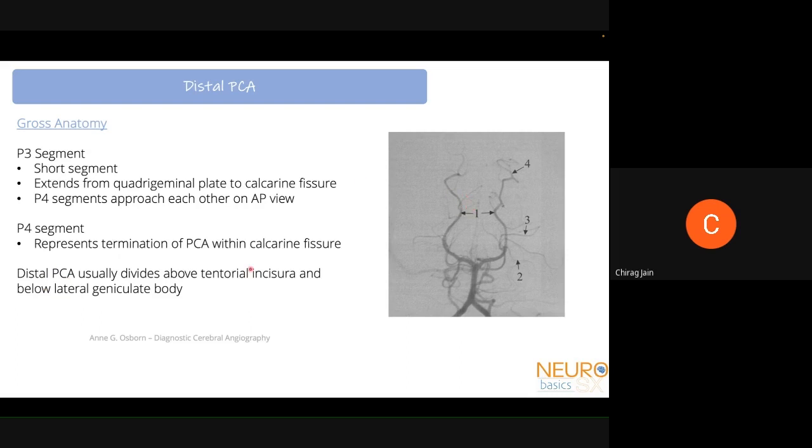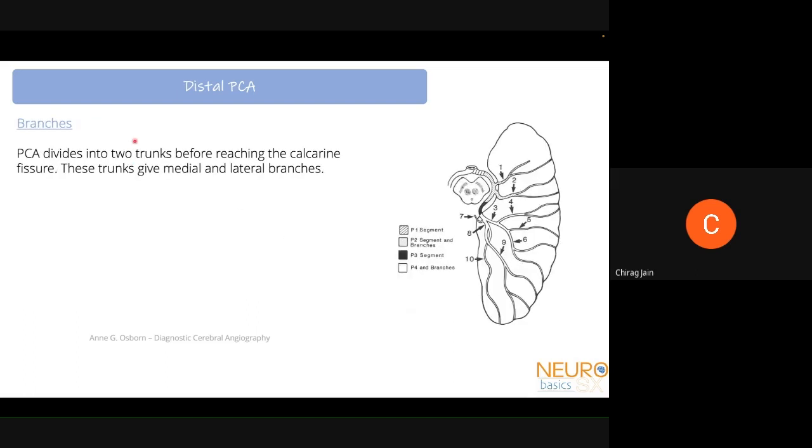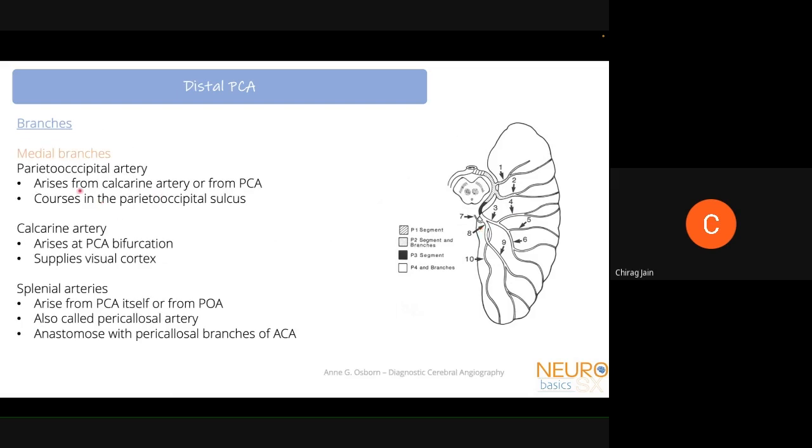This bifurcation should obviously lie above the tentorial incisura, but it lies below the lateral geniculate body. The PCA will divide into two trunks before it reaches the calcarine fissure, and these trunks will give rise to medial and lateral branches. The medial branches which arise from the distal PCA include the parieto-occipital artery, the calcarine artery, and the splenial artery. These are very important arteries.